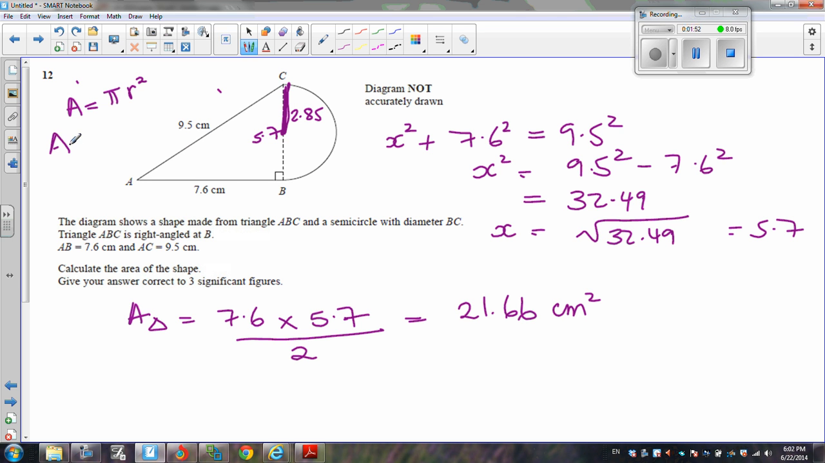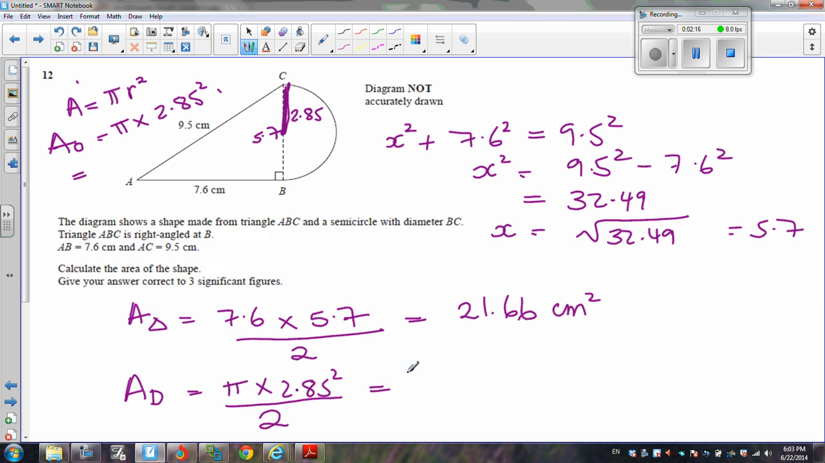So the area of a whole circle would be pi times 2.85 squared, which would come out as, actually you don't need to work it out. The area of this semicircle then, that's this shape here, is going to be pi times 2.85 squared divided by 2, because it's only a semicircle. And if we work that out, it comes out as 12.7587. I'm going to just keep that on the screen of your calculator, and that's centimetres squared.